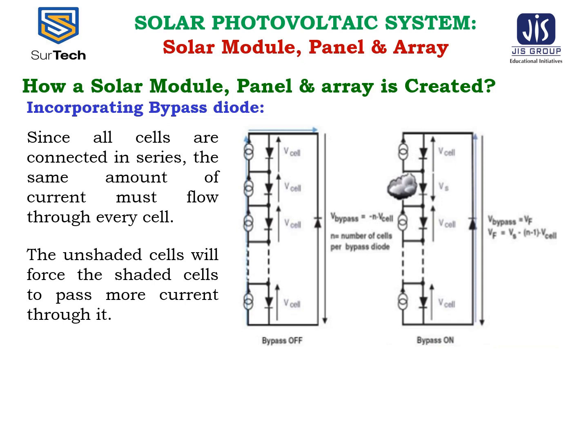These are the cells connected in series, and if the cell voltage is Vs and there are n number of cells connected in series, then the forward voltage Vf, that is the bypass voltage, is equal to the cell voltage minus (n minus 1) times the V cell.